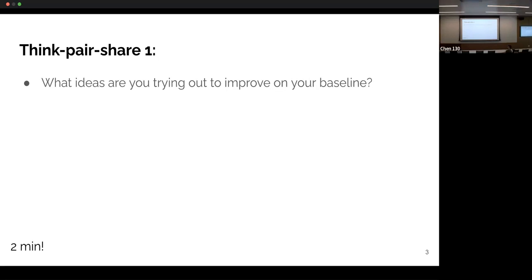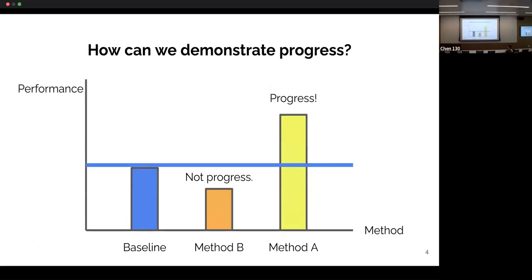Okay. Cool. All right. I am going to press on, but keep these ideas in your mind as we go through the lecture today. We'll have another thing for sure later. So the question is, how can we demonstrate progress?